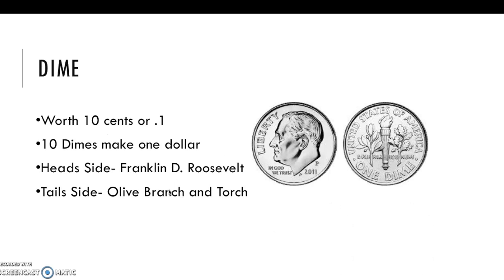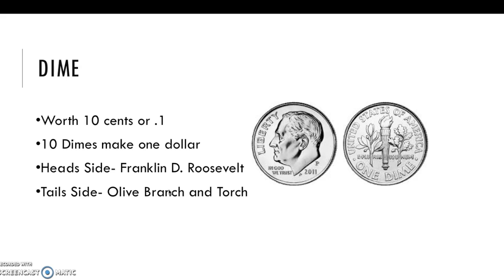Our next coin is a dime. A dime is worth 10 cents or 0.1 in decimal form. You could also express these in fraction form. In fraction form, that's going to be 10 over 100. So 10 cents over a total of 100 cents that make $1. You have 10 cents in that one coin. So 10 dimes make $1.